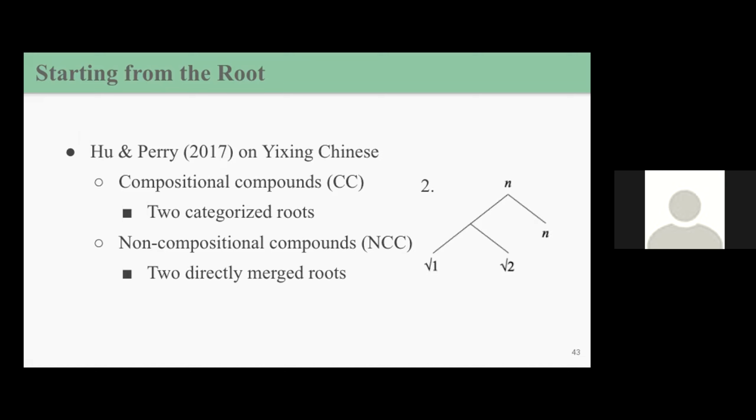They distinguish between two types of compounds: compositional compounds, where they assume that both roots are categorized, like the structure I've shown before, and then they also have this other type of compound called the non-compositional compounds, where they assume that there are just two directly merged roots, and they posit this structure, which is reiterated from two.